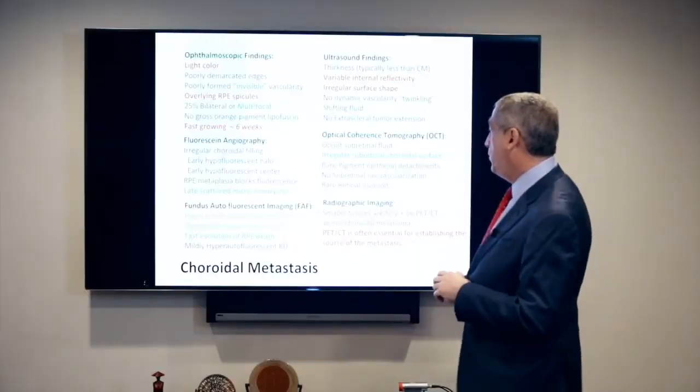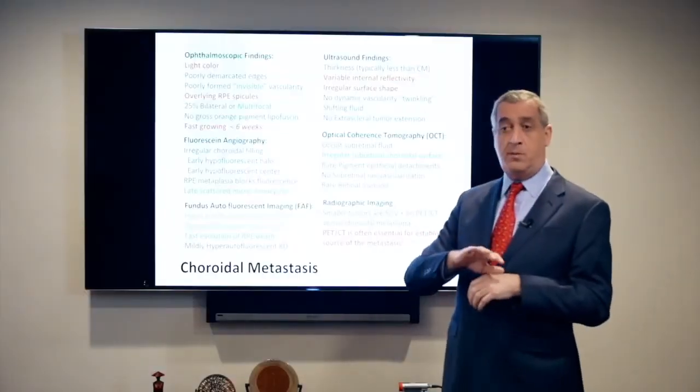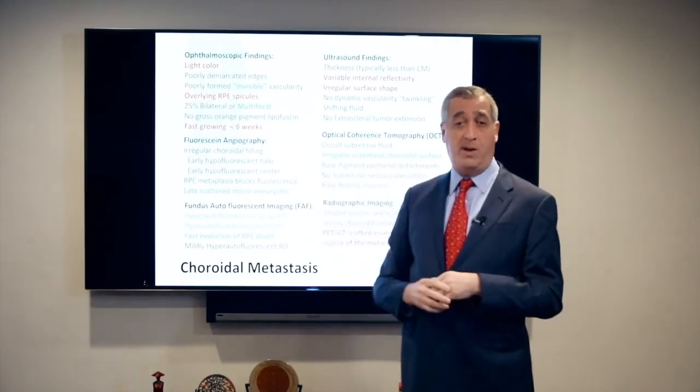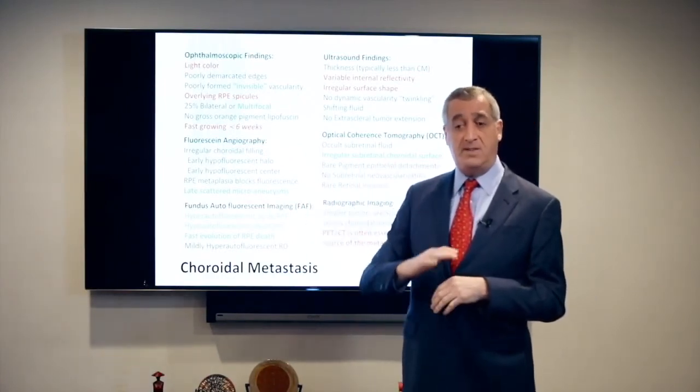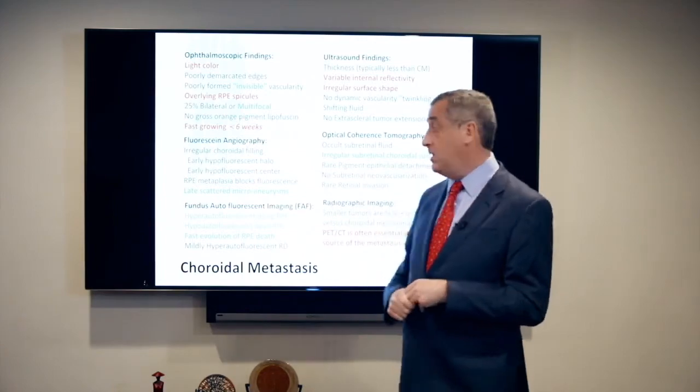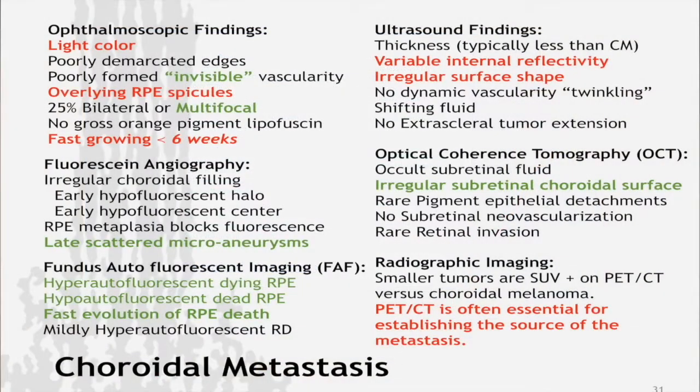In terms of OCT, unlike a melanoma that tends to be more dome-shaped, a metastasis tends to be more irregularly shaped. And so that helps us also with the diagnosis. As you see, there are a number of other findings, but those are really the clinical findings that you can use in your office to help differentiate a metastasis, say, from a melanoma. Also, PET-CT, as you will see in the next slides, can be quite important.